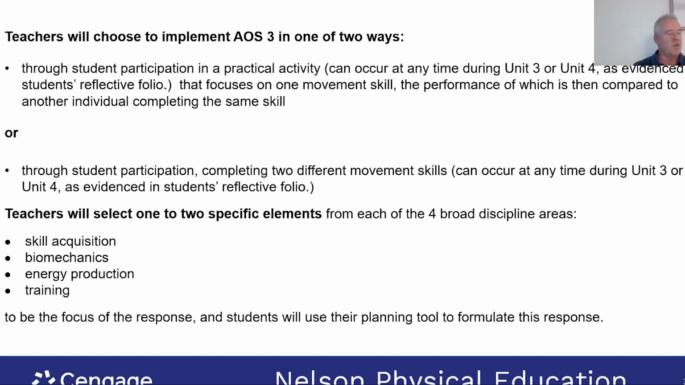So this time it can occur again at any time during Unit 3 or any time during Unit 4, but this time they are two different movement skills, and they've recorded these in their reflective folio. So as educators, we're going to select one or two specific elements from four discipline areas: skill acquisition, biomechanics, energy production, and training. So one or two specific elements is going to be the focus of the response.